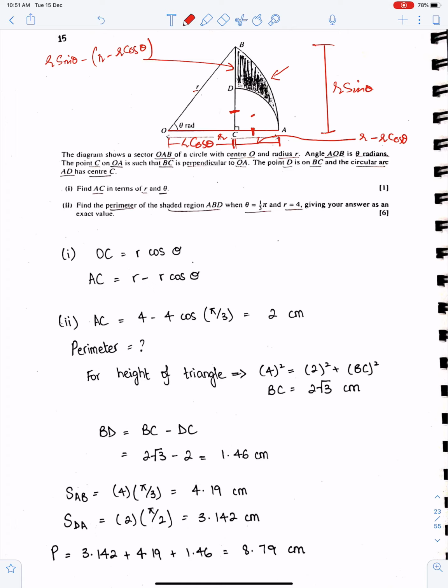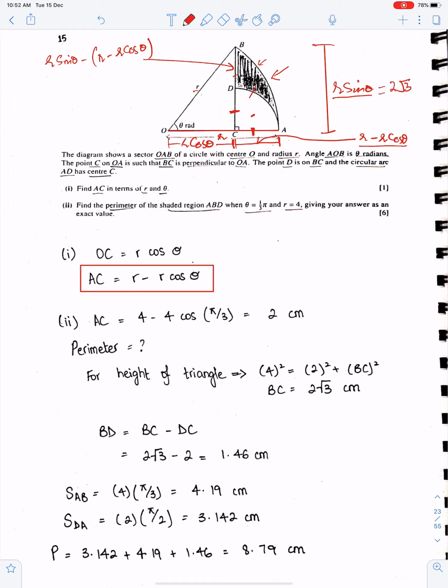So the first part, we need AC. AC is here. It's r minus r cos theta. Here is the answer. Now the second part, we need the perimeter of the shaded region. For that we must have this arc, this length, and this arc. So BC is 2 root 3. I found BC in this form, r sine theta. Now they have given the values of r and theta. By putting the r and theta here, we will get the answer. It's 2 root 3.